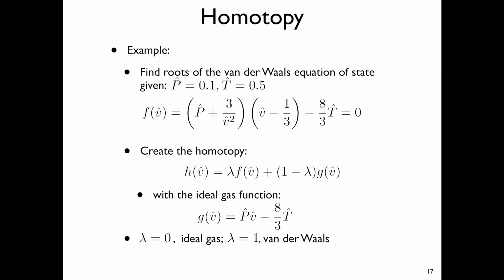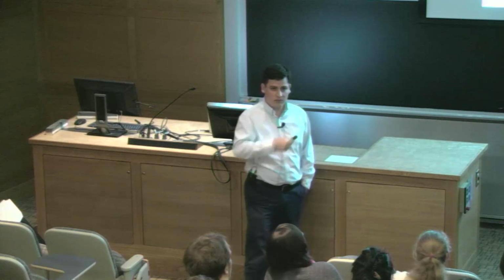So I'm going to transform from something that's easy to solve, I know how to find the molar volume here, there's just one, to something that's hard for us to solve. It has three roots, the roots of the van der Waals equation of state. So when lambda equals 0, I'll get the roots associated with the ideal gas, and when lambda equals 1, I'll get the roots associated with the van der Waals equation.